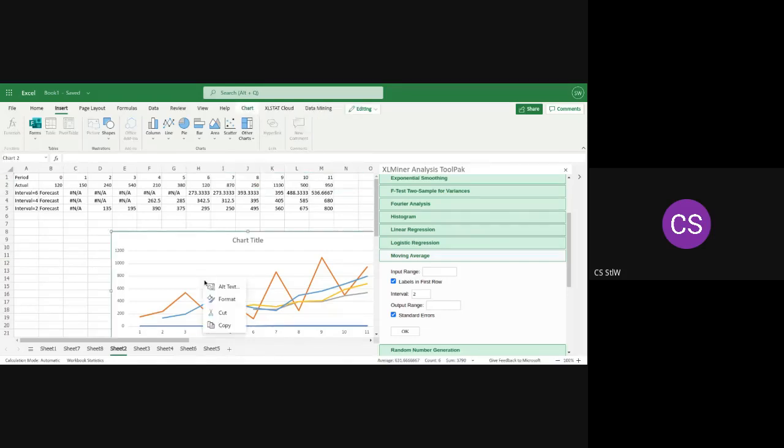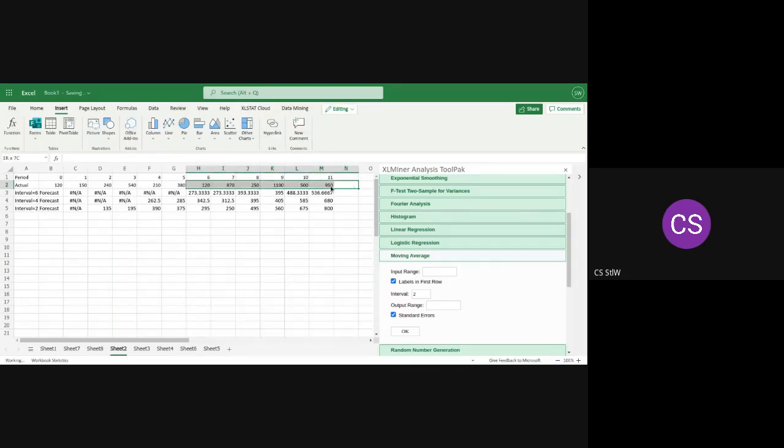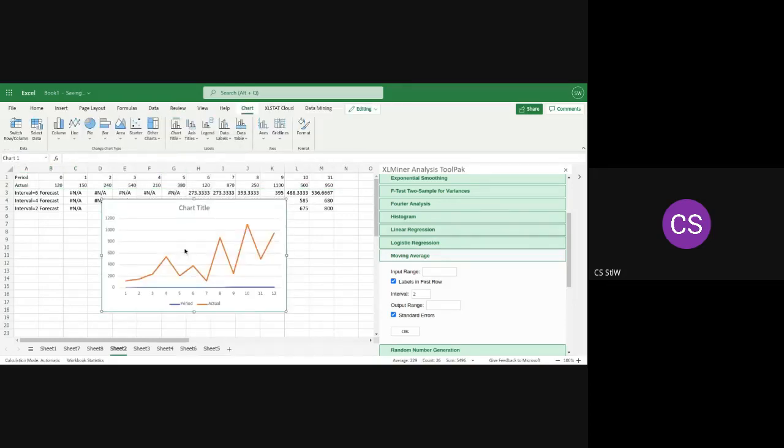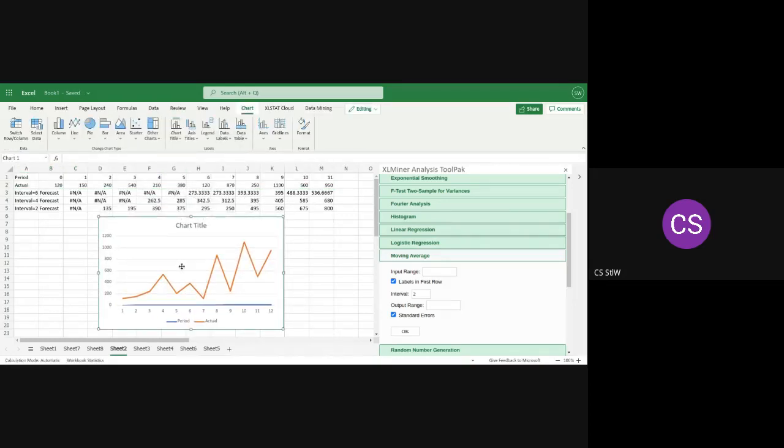Let me just remove this chart for now, and then I can first plot this as is. So I'll just come here, line, pick this. So you can see how that looks. We are going now to smoothen out these peaks and the valleys using the moving average.